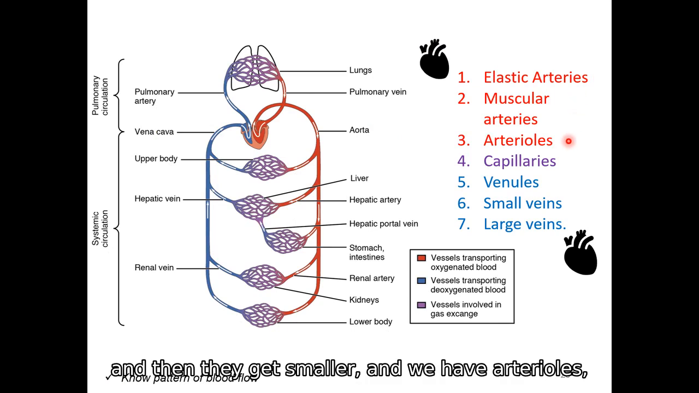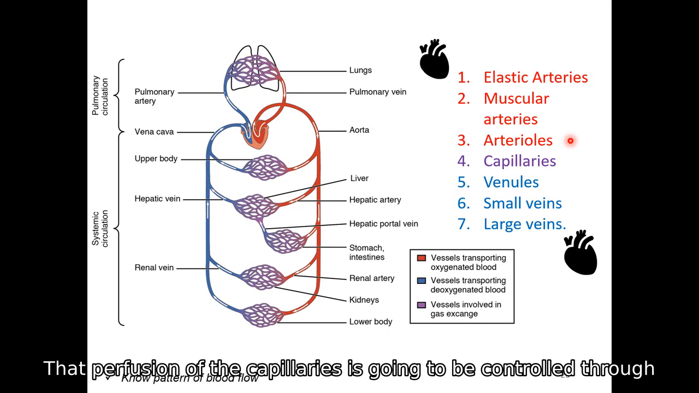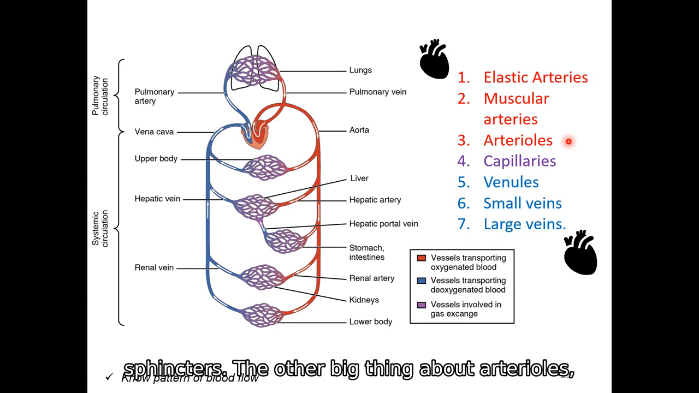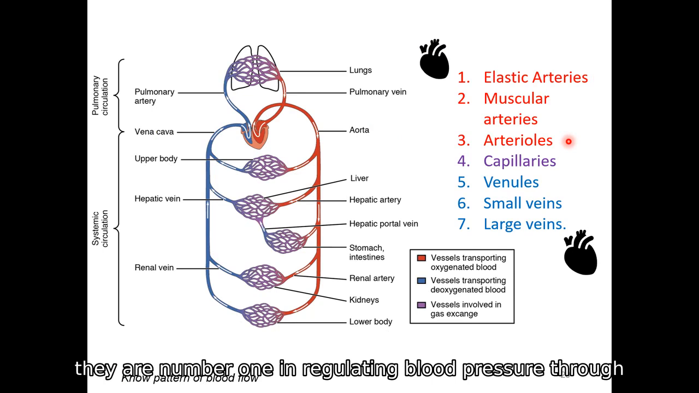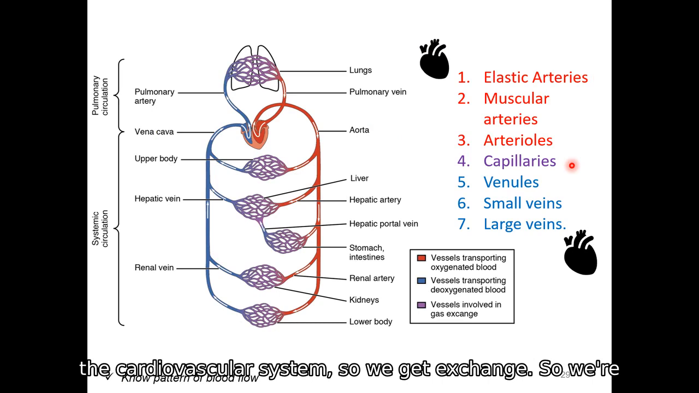And then they get smaller, and we have arterioles, which are like the on-ramps to the capillary bed. Perfusion of the capillaries is controlled through precapillary sphincters, so the arterioles have sphincters. The other big thing about arterioles, they are number one in regulating blood pressure through vasoconstriction and vasodilation. And then our capillaries are the functional unit of the cardiovascular system, so we get exchange.